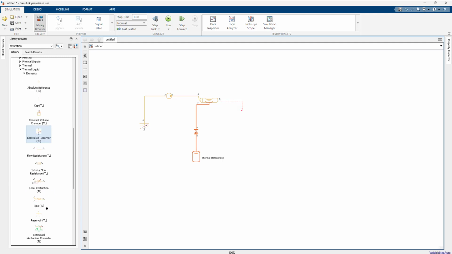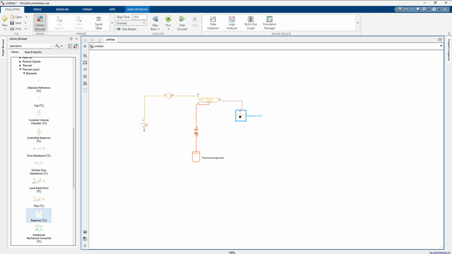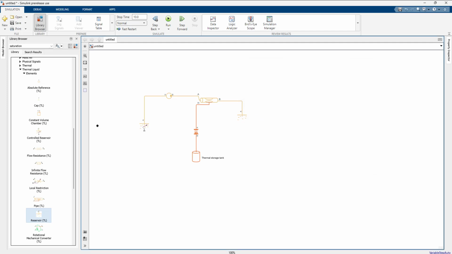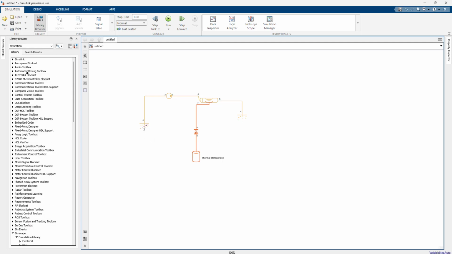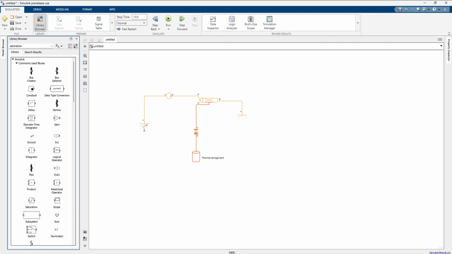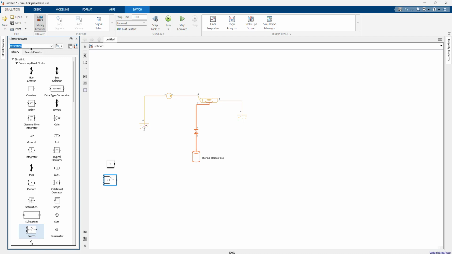Also, we can use this one because it's not necessary to actually change the temperature for this part. And here, we should go to the Simulink commonly used blocks and use a constant, a switch, and also a clock.